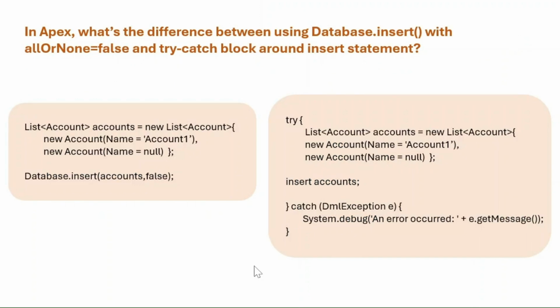In Apex, what's the difference between using database.insert with the all or none false parameter and a try-catch block around an insert statement? So I have pasted code snippets over here so that you are clear with what I'm talking about. So in database.insert, I have made this parameter false. We already know that we have this all or none parameter in database methods. So this looks very similar because it feels like you are anyway going to insert some accounts even if some accounts fail in between, right? But it doesn't happen in this case, in try-catch, okay?